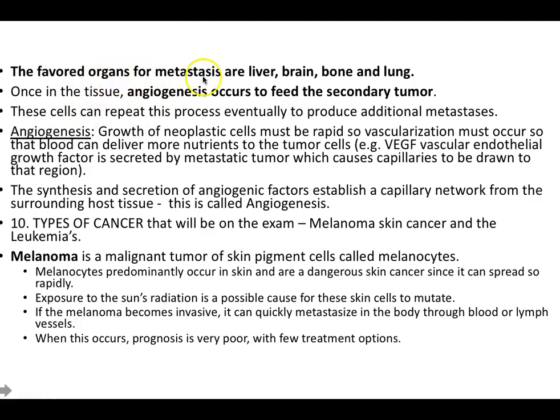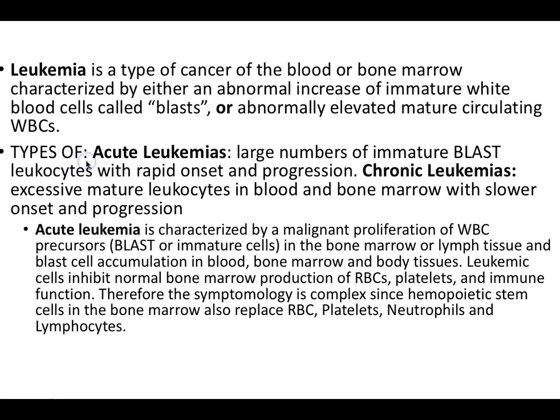The favorite organs for metastasis are liver, brain, bone, and lung. That I do want you to know. The angiogenesis is to feed the secondary metastatic tumor. I do want you to know VEGF, vascular endothelial growth factor, because that is what causes angiogenesis. The secondary tumor will release it, and it will diffuse. If there's nothing to block it, then it encourages the growth of capillaries to the metastatic tumor, and that allows the metastatic tumor to grow very rapidly.